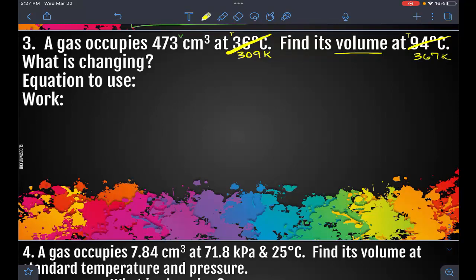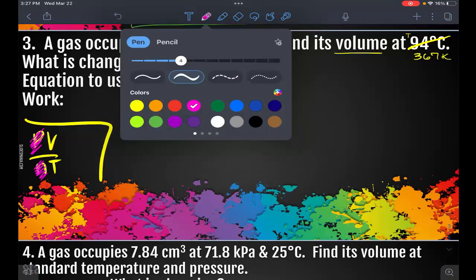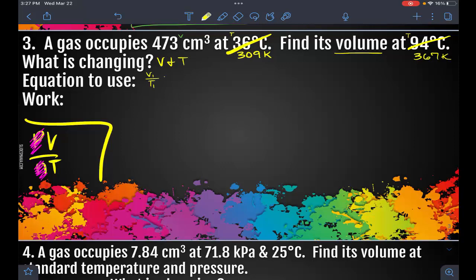That is my ending temperature. All right, so what is changing? Volume and temperature are the only things mentioned. So the equation to use, I'm going to do that down here. Remember, PV over NT. If volume and temperature are changing, forget about pressure, forget about number of moles, volume and temperature. So V1 over T1 equals V2 over T2. Okay, let's make our list. V1, T1, V2, T2, and reread the problem and plug in what we know.